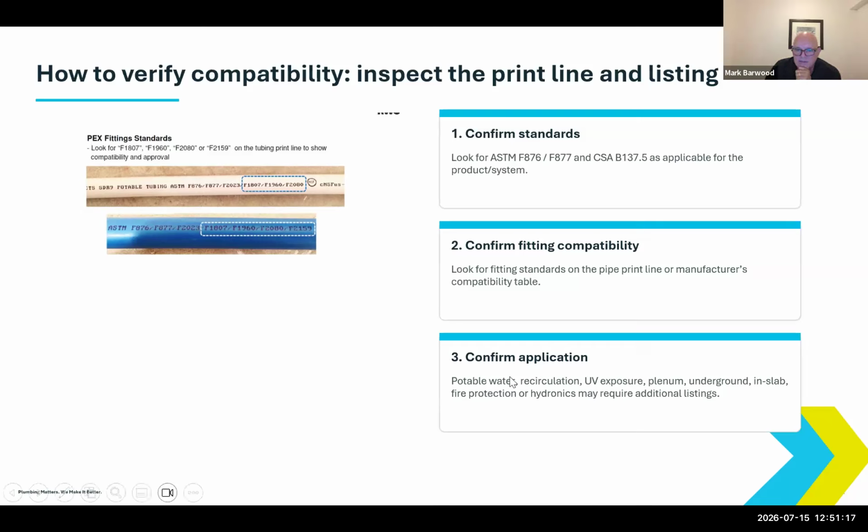And then as a specifier, you have to know what you're specifying for. So if it's potable water, do you need a recirculation designation? Is it going to have UV exposure? Is it going to be in a plenum? Is it underground? Is it in the slab? Is it going to be used for fire protection? And then if it's hydronics, it may require different listings.